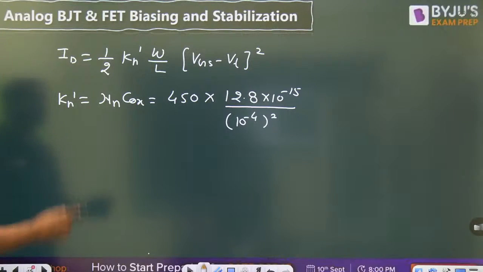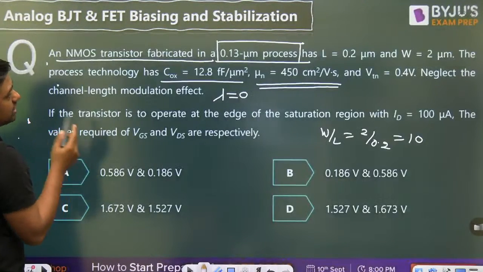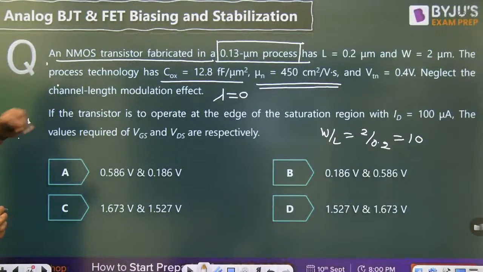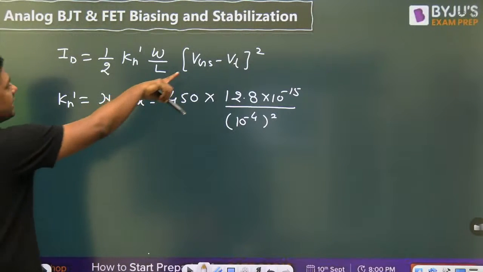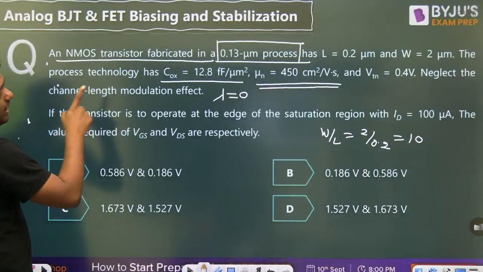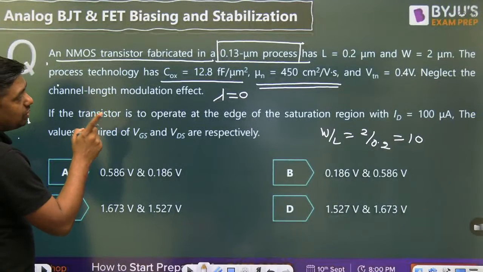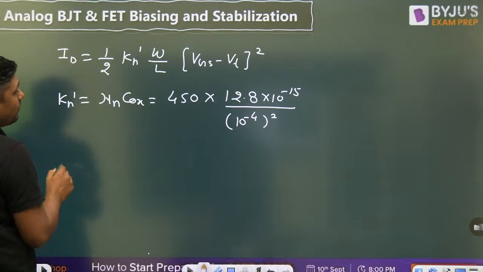Once you get the K and S, W by L is 10. ID you have an idea. What is asked then? VTN is given. ID is given. What is the value of the required VGS? From this you can get the value of the VGS, because now I have the value of the ID. What is the value of the ID? 100 microampere. Remember, it is in microampere.